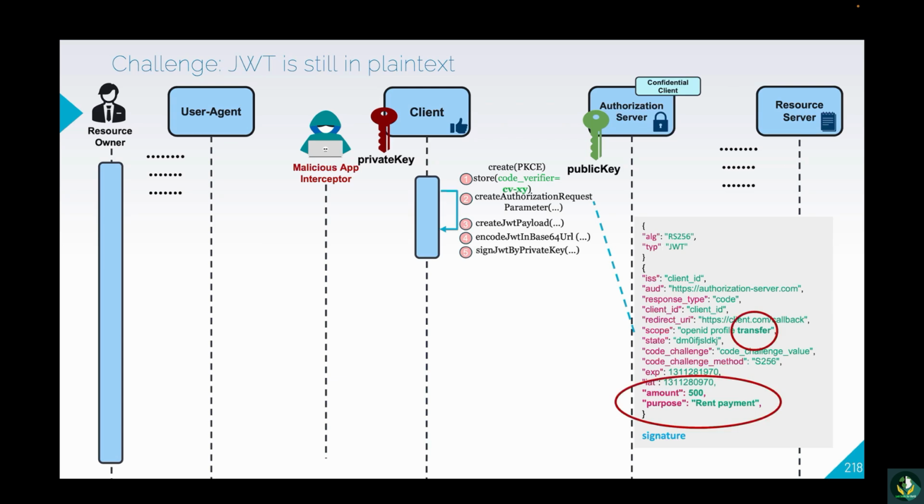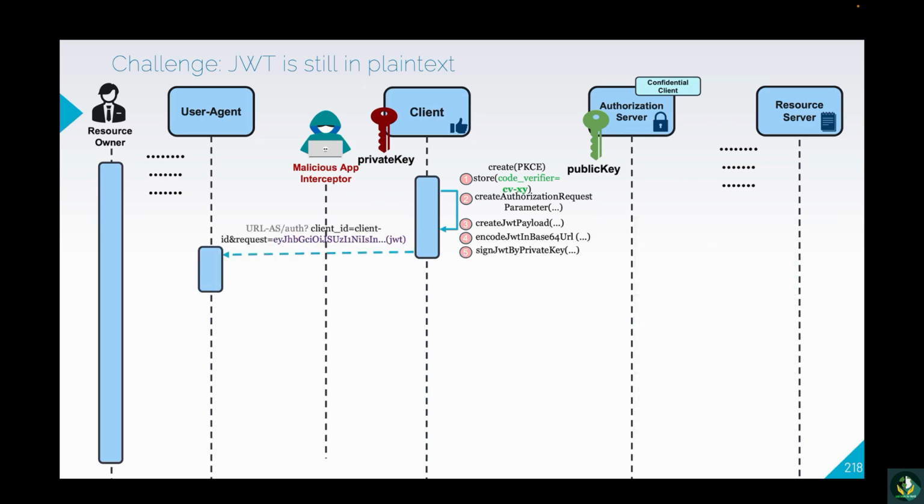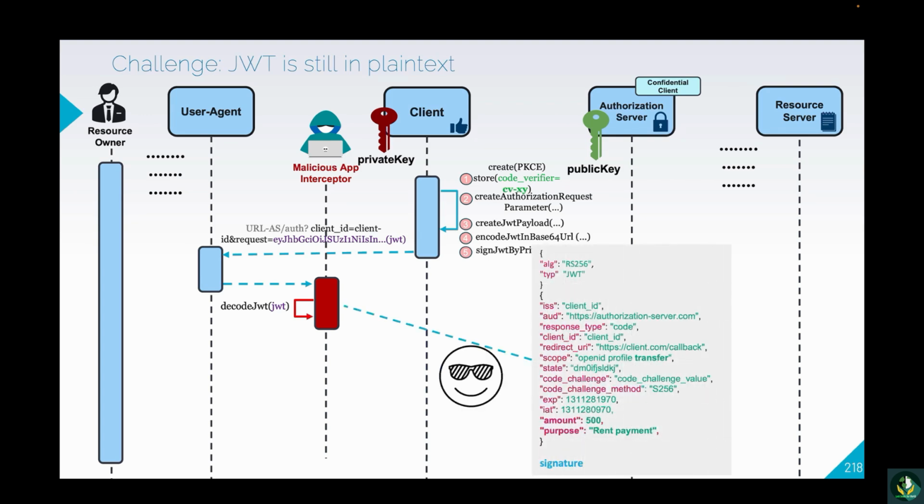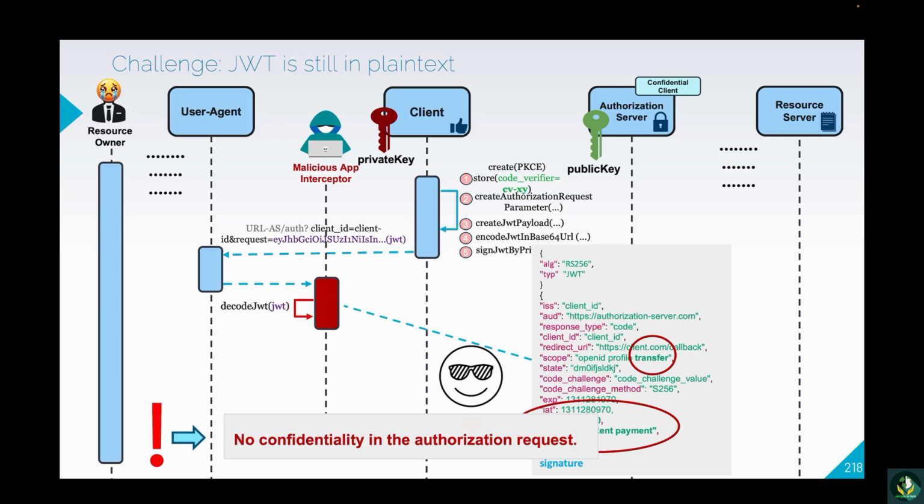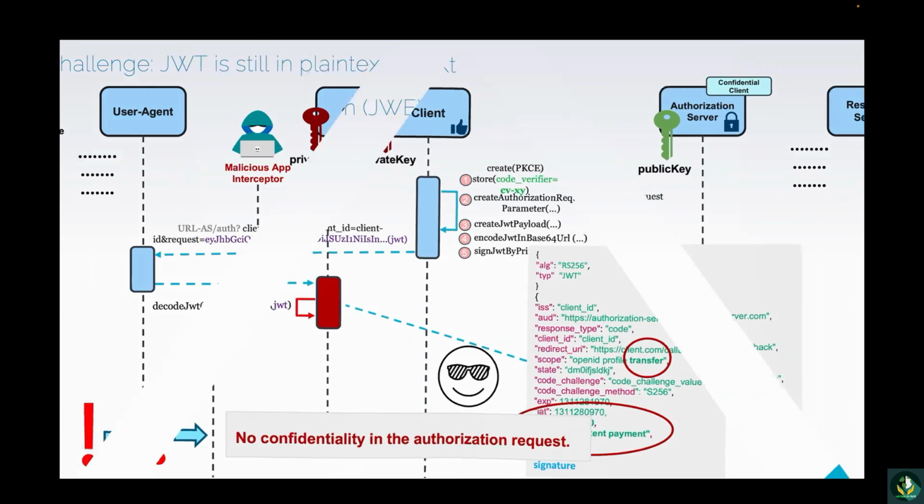For instance, we have an amount of 500 and the purpose of rent payment for a transfer transaction. The client includes this information in the JWT's payload and sends it to the authorization server. But once again, the malicious application intercepts and decodes it. While JAR secures the integrity and authenticity of the authorization request, the JWT is still base64 encoded in plain text, meaning any sensitive information in the JWT can be easily exposed if intercepted. Essentially, everything is in plain text, leaving sensitive information visible to the attacker, making the resource owner very sad. This reveals a key challenge: no confidentiality in the authorization request. And that's exactly the issue we will address together in the next lesson.